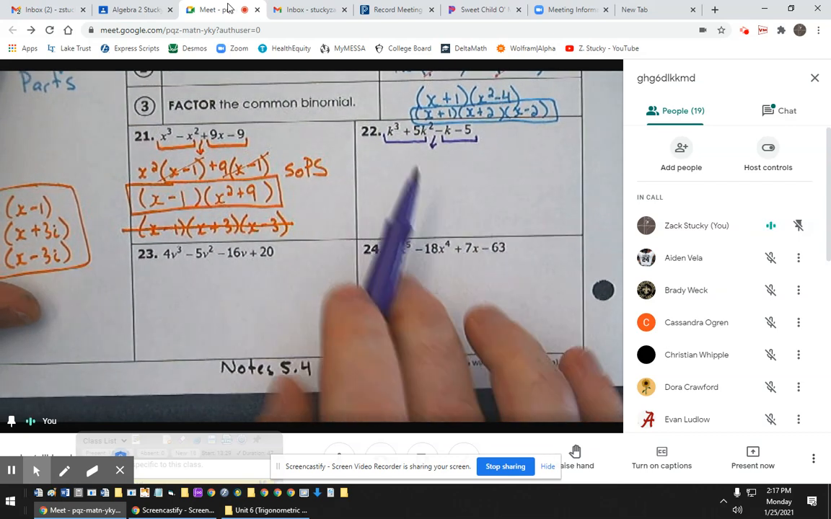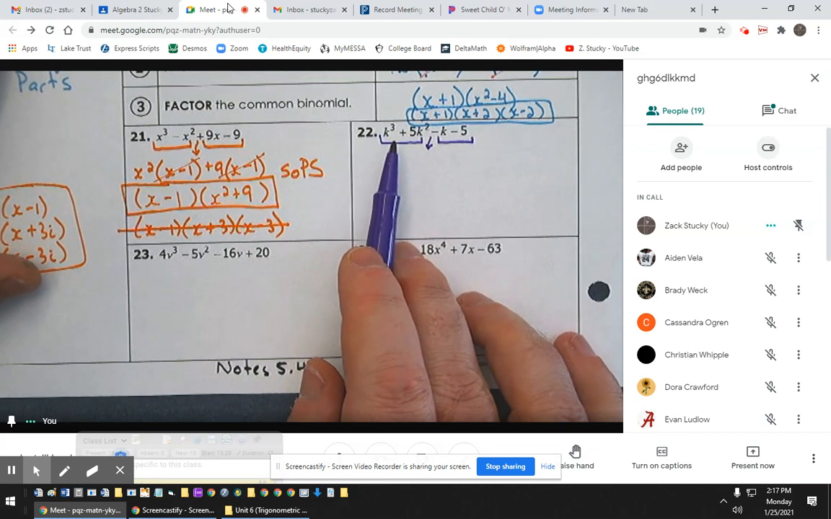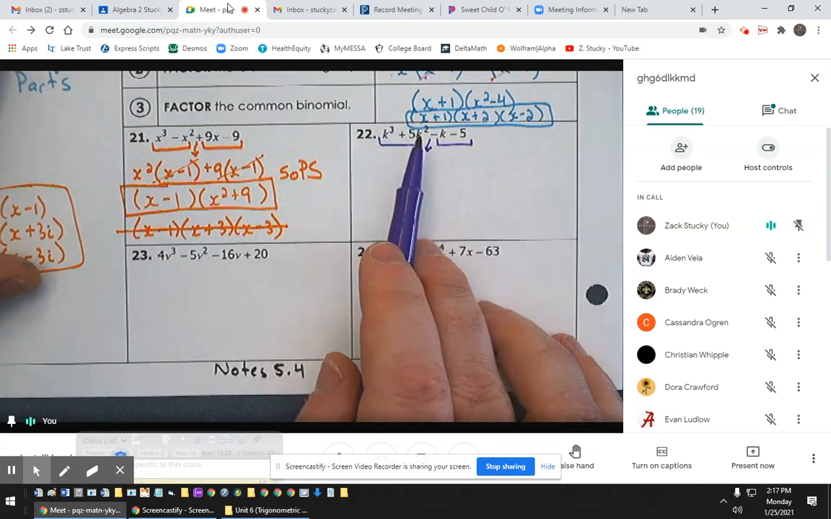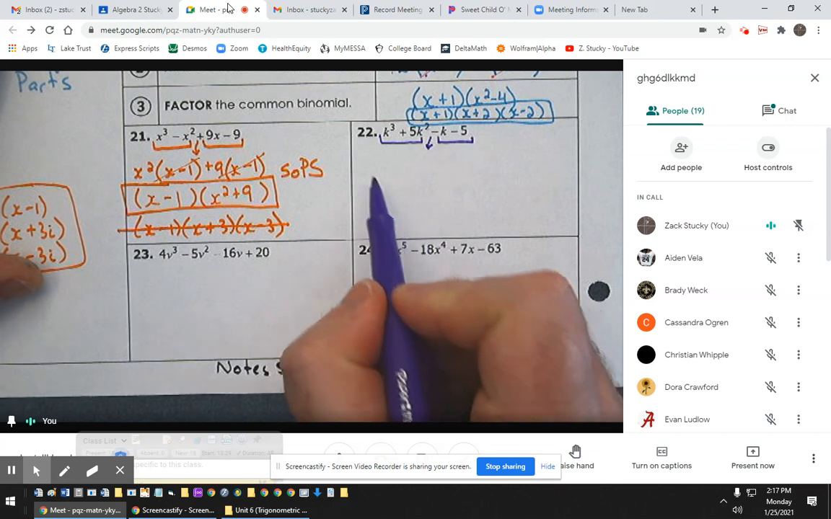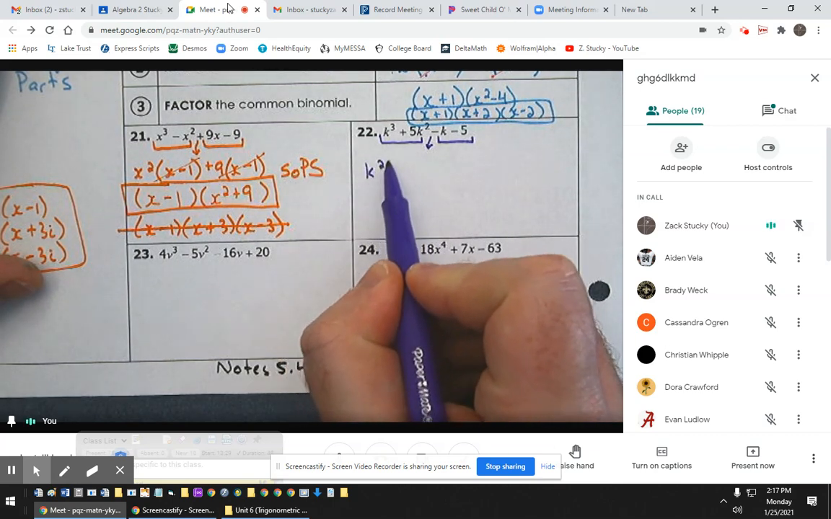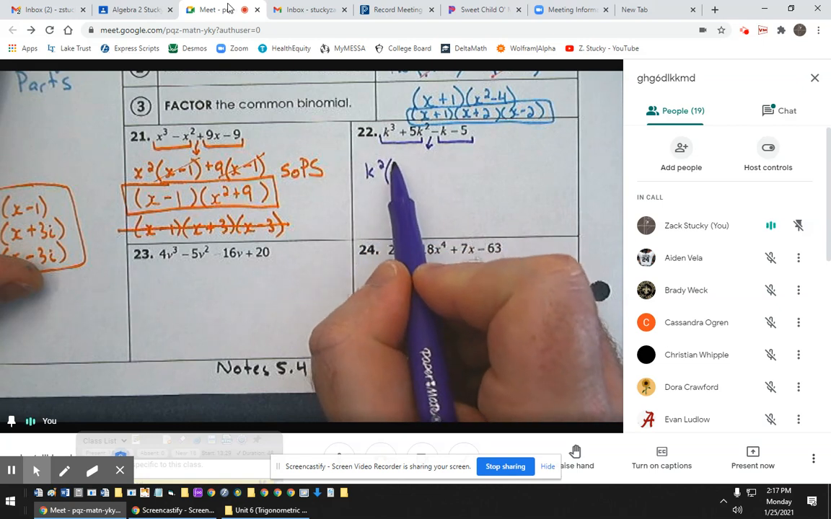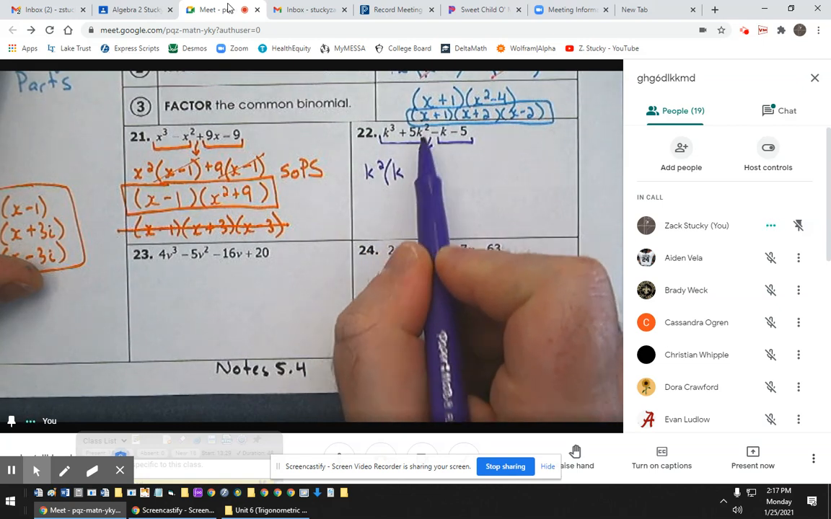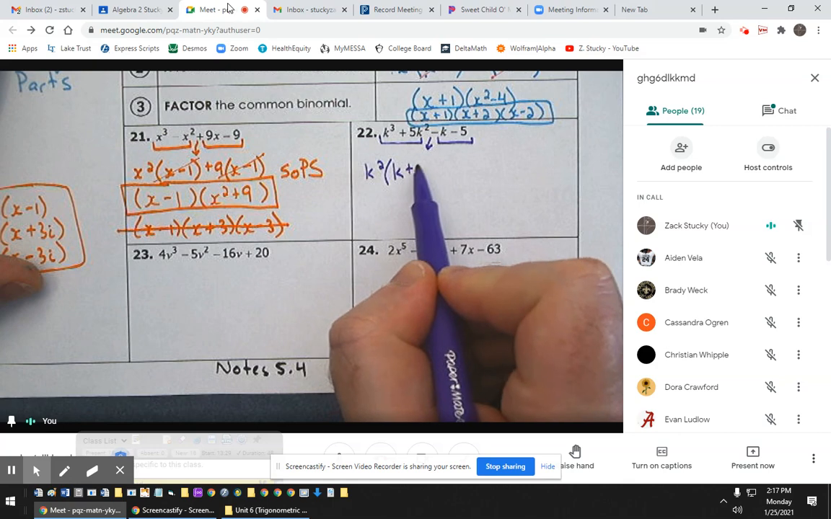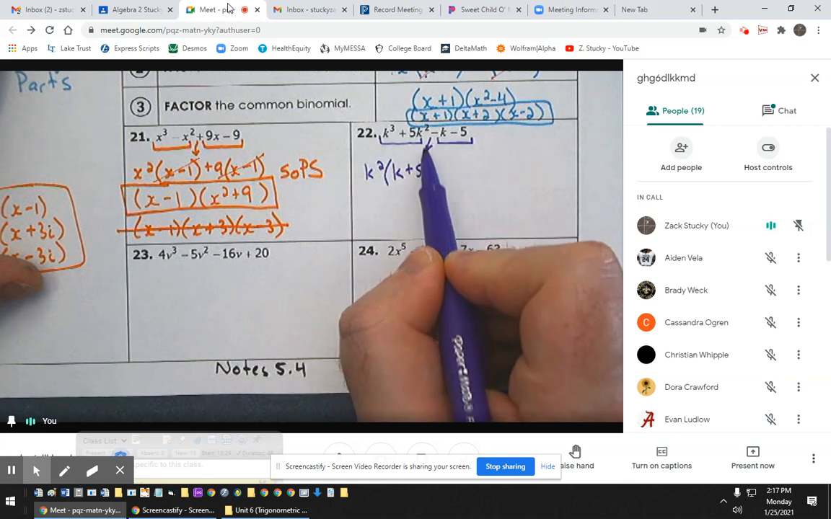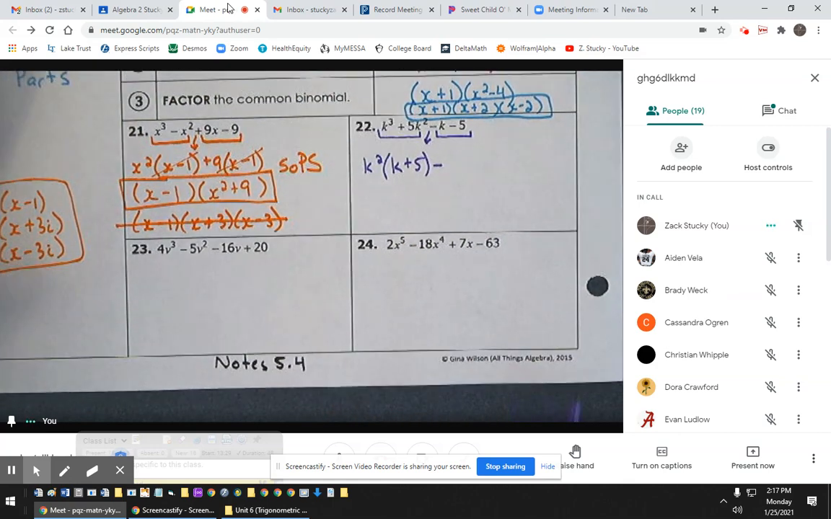All right, so here are my groups. K cubed, 5k squared. What do they have in common? K squared. That leaves behind, I took out 2 of these k's, so that left behind 1k. I took out 2 of these k's, so that left behind the 5. I don't have a choice. The minus sign has to come out.